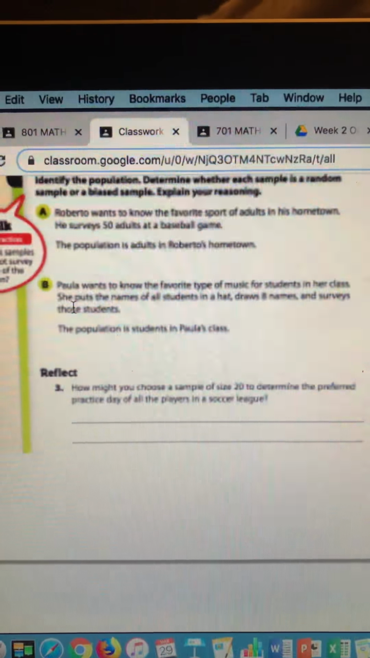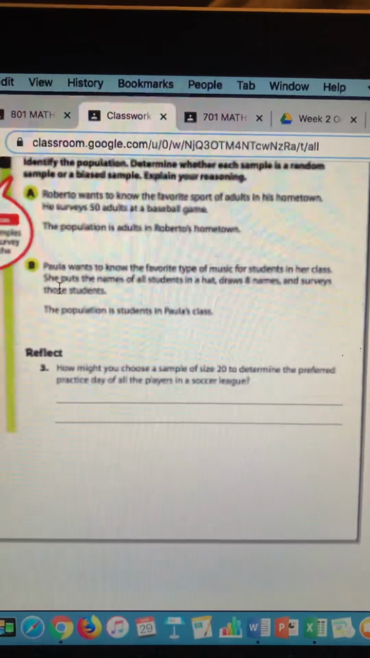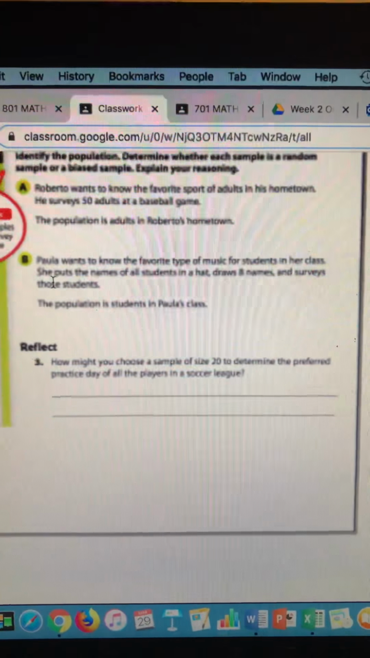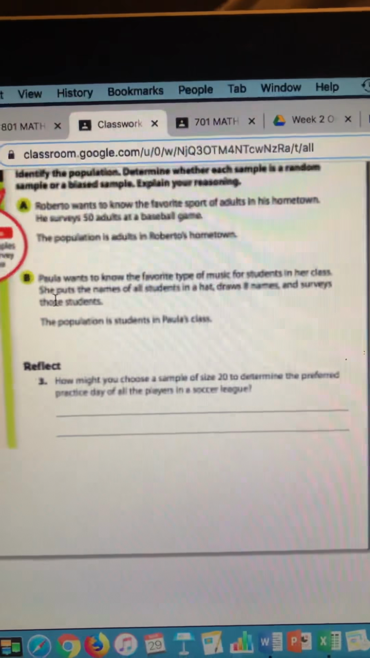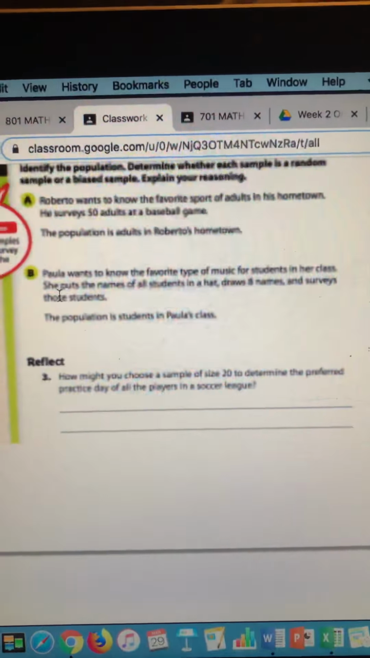The second one says, Paula wants to know the favorite type of music for students in her class. She puts the names of all the students in a hat and then draws the names and surveys those students. So for this one, let's think about it. She wants to know their favorite type of music, and she puts all the students' names in the hat and then draws them out one by one and surveys those students. So this would be a random sample because there's no odds going towards one student over another. If she's putting them in a hat, then it's totally random who gets selected.